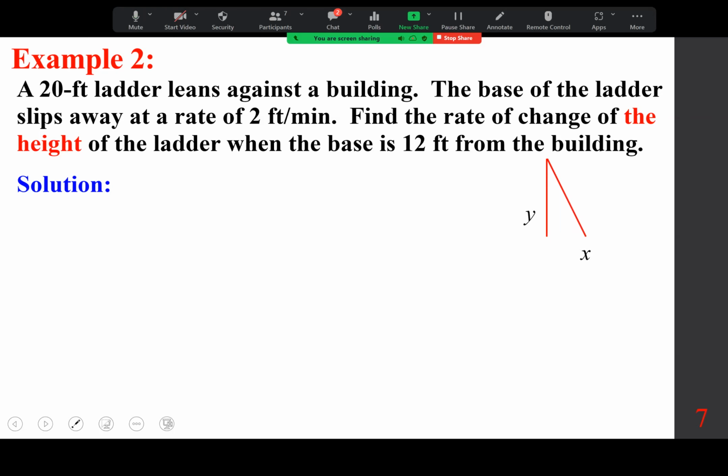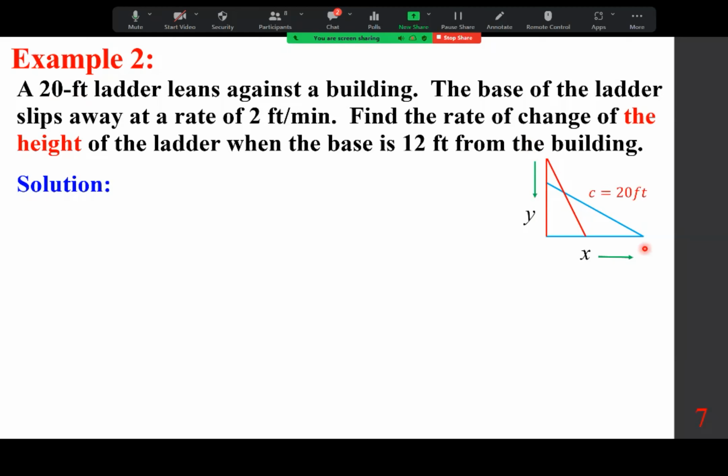So here's the wall, the building, here's the ladder. It's moving away from the base and creates this situation. It's important to understand the length of the ladder is fixed, capital L, which happened to be 20 feet. So that doesn't change. As x moves to the right, y moves down.